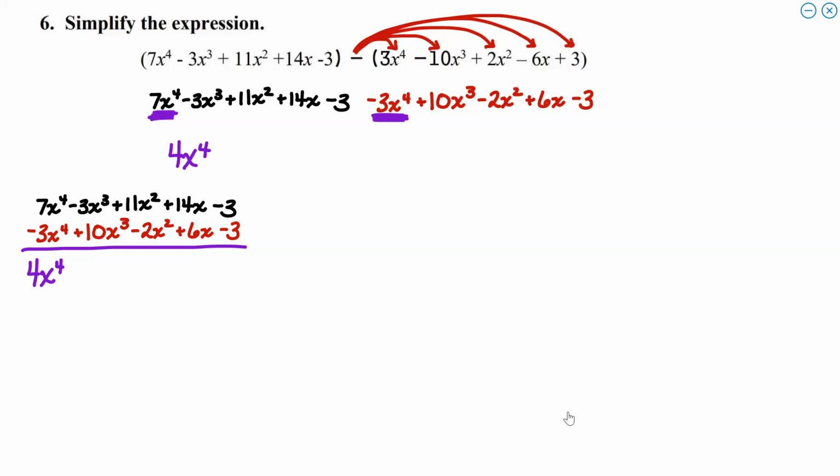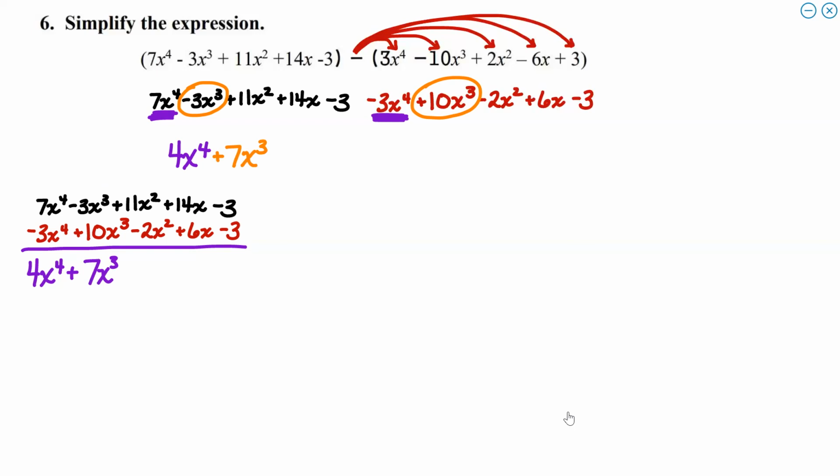And then I move on to my next term. So there's a minus 3x cubed. Are there any other x cubes? Yes, I have a 10x cubed. Over here, I've got those lined up vertically. Negative 3x cubed, positive 10x cubed. What do I get when I combine those together? 7x cubed. Will that be a positive or a negative 7x cubed? Positive, because the 10 is bigger. I have a negative 3, but a positive 10. So positive 7x cubed.